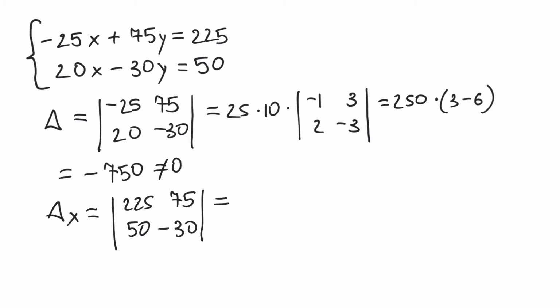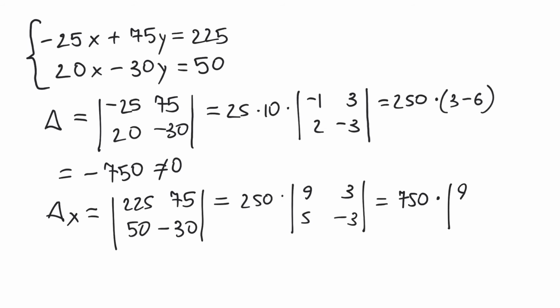Now, this can also be simplified. We can also factor out 25 in the first case, and we can factor out 10 in the second case. So 250 times, that's going to be 9, and this is going to be 3, 5, and negative 3. All right, so we can actually simplify even further by factoring out 3 from the second column. So it's going to be 750 times 9, 1, 5, and negative 1.